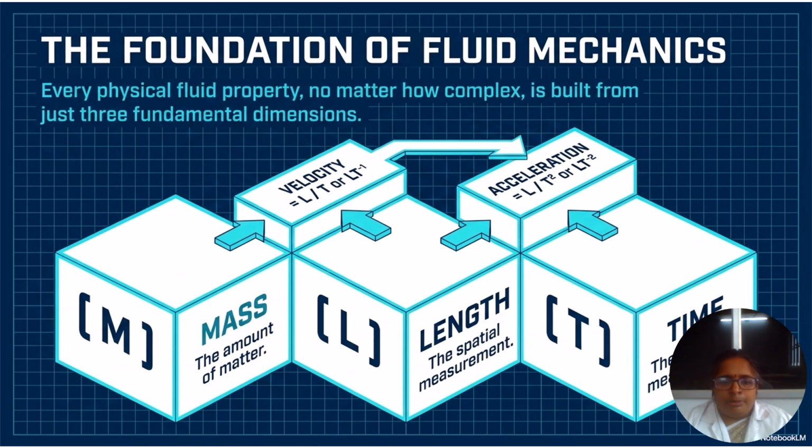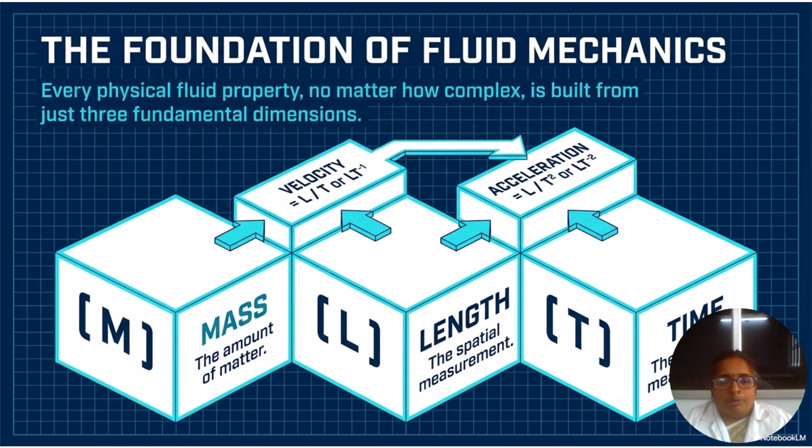There are three basic dimensions for every component, which are listed here. That is mass, the quantity or amount of matter, which is represented by the symbol M. Then length, which is used to measure dimensions, that is spatial measurement, and the next one is time, the temporal measurement. So these are the three fundamental dimensions.